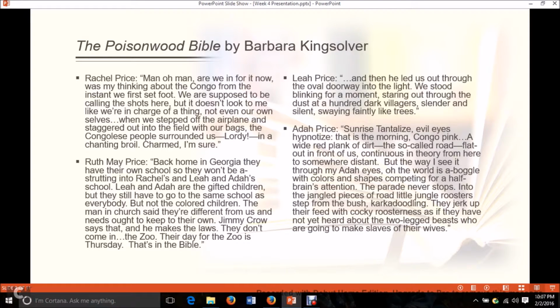"Man, oh man, are we in for it now, was my thinking about the Congo from the instant we first set foot. We are supposed to be calling the shots here, but it doesn't look to me like we're in charge of a thing, not even our own selves. When we stepped off the airplane and staggered out into the field with our bags, the Congolese people surrounded us, lordy, in a chanting broil, charmed, I'm sure."